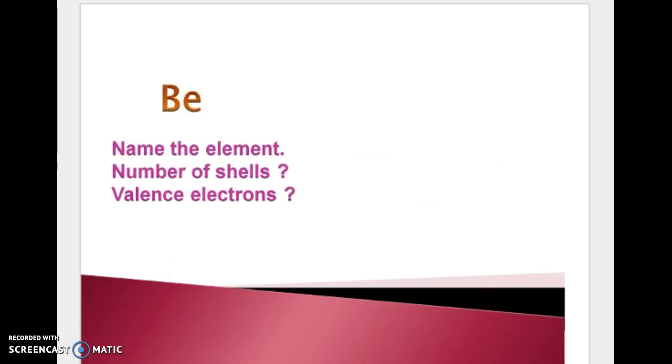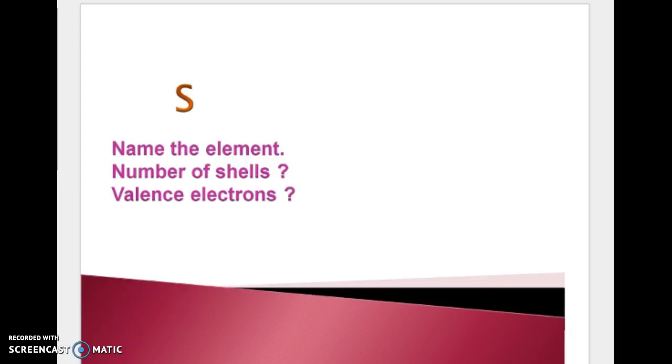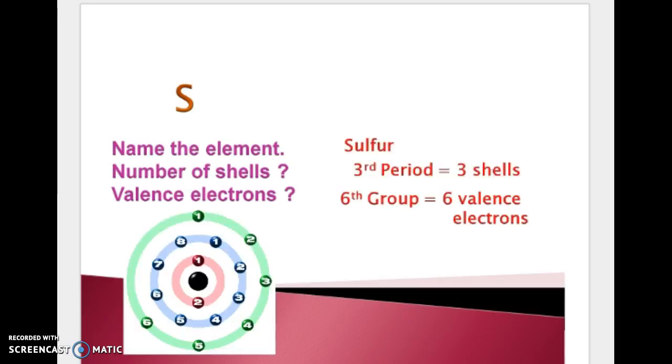Example 3. Answer for number 3, this is beryllium. It's in period 2, so 2 shells. Second group should have 2 valence electrons. Example 4. And answer for number 4 should be sulfur. Third period, 3 shells. Sixth group, 6 valence electrons.